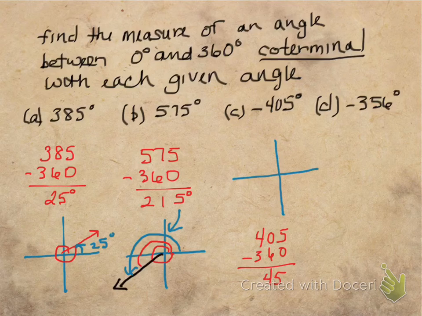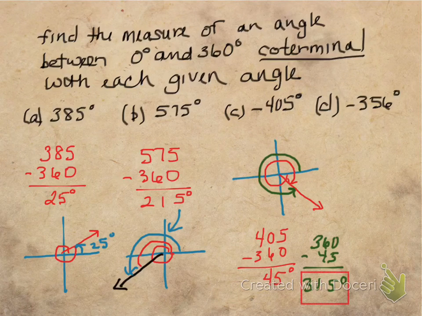Now here we have a negative angle. I'm just taking away 360 to find out I'm going to need to go around once with 45 more degrees. I go clockwise, full circle, plus another 45 degrees. My terminal side is in the fourth quadrant. Now again, I couldn't use negative 45 because that is not between 0 and 360.